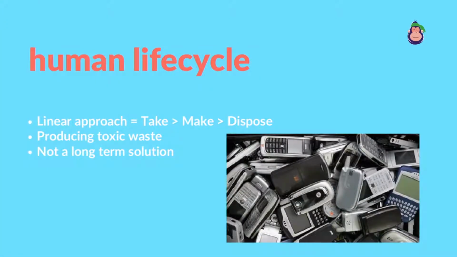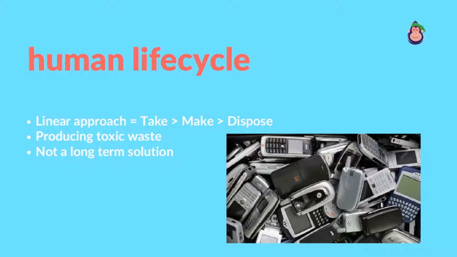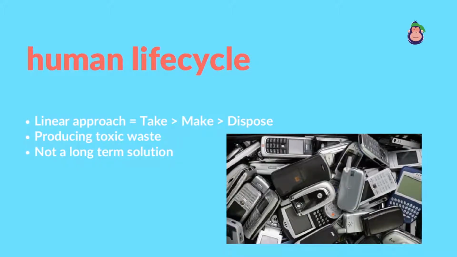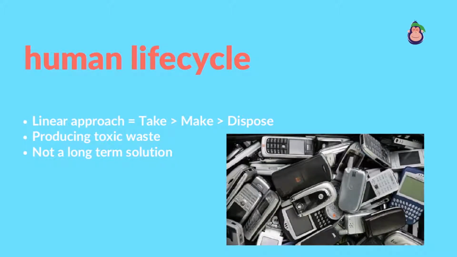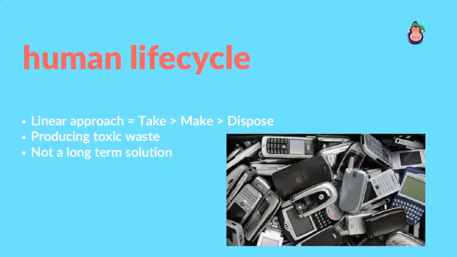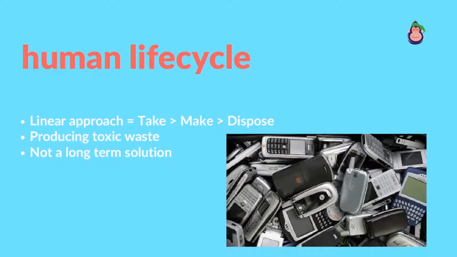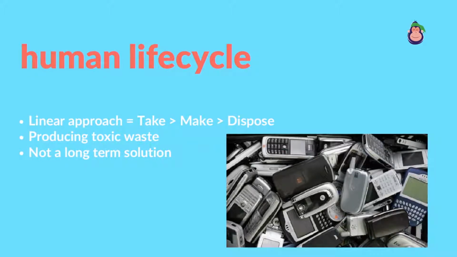But in the case of the human life cycle, we follow a very linear approach. We buy a product, we make it, and then we dispose of it. That generally produces toxic waste. For example, we are using a mobile phone today. After a year, when we are done with the product, we throw it into the landfill, and that produces electronic waste. In terms of sustainability, it is not a sustainable product. It's not a long-term solution, because if everyone in the world starts doing it, it will produce a lot of waste which is not recyclable.